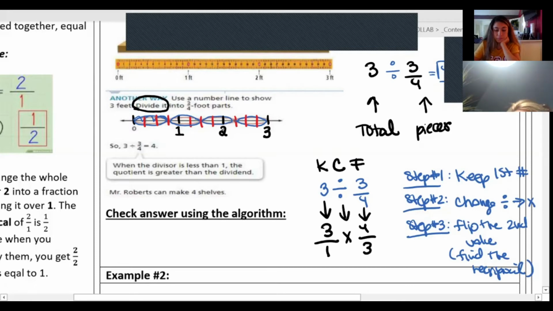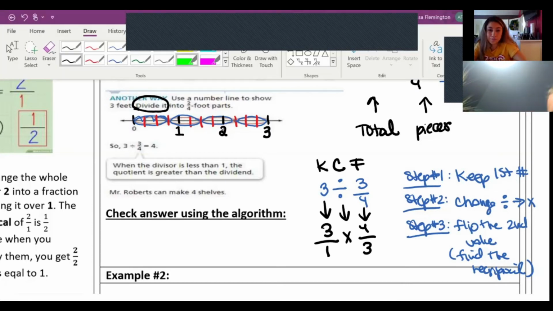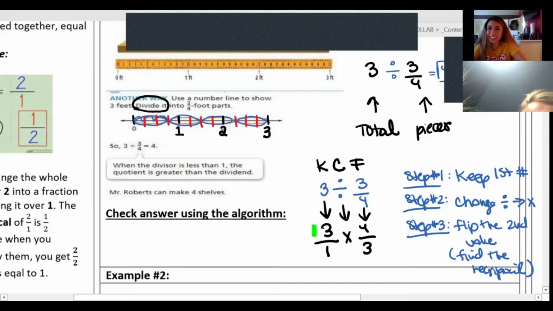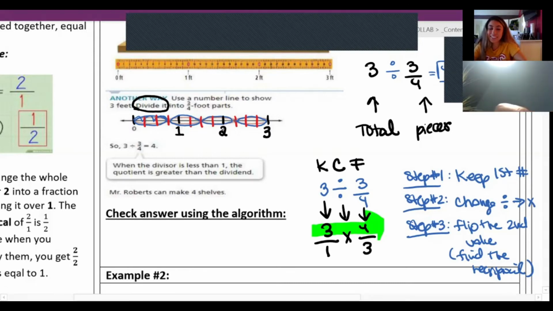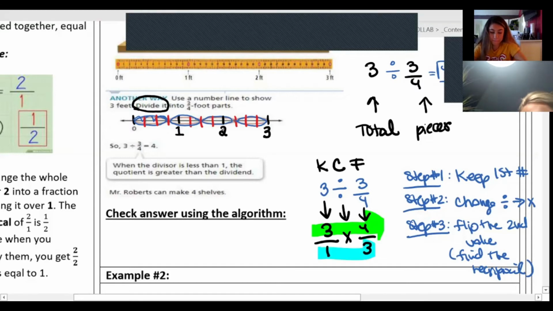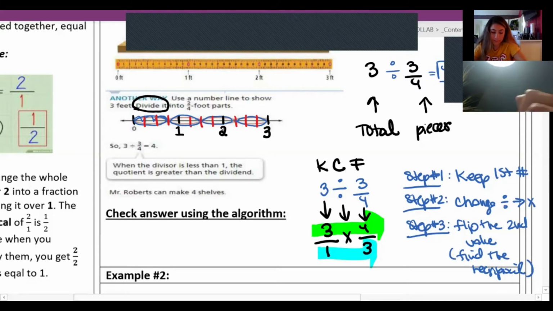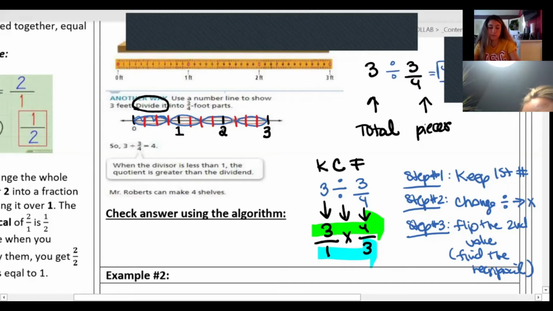Oh man, now we know how to multiply fractions, don't we, Miss Conrado? Yes, we do. What do we do? We multiply the top straight across, and we multiply the bottom straight across. So 3 times 4 is 12, and 1 times 3 is 3. And we see an improper fraction here, 12/3, we know can be simplified because 3 goes into 12 4 times, 4 wholes. So our answer is 4, right? So with the visual model and with the algorithm, we still arrived at the same answer.